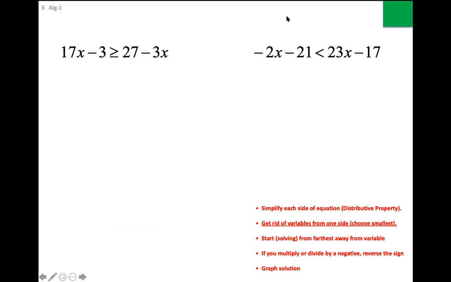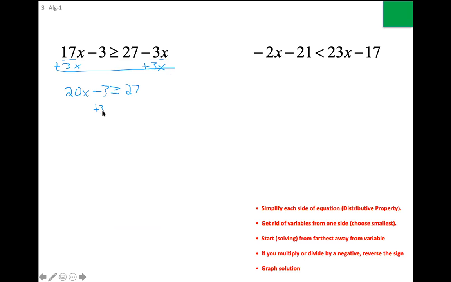All right, let's see. I'm going to do one on the left first. So I got variables. I got 17x and negative 3x. I'm going to move this one. So I'm going to add 3x to both sides, plus 3x. That gives me 20x. Minus 3 greater than or equal to 27.